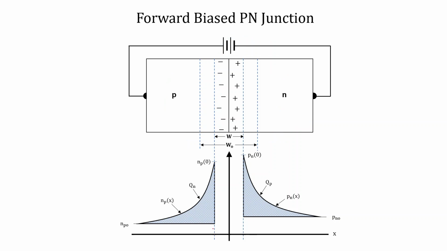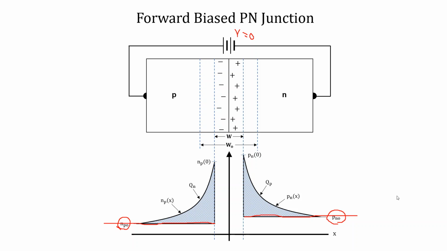So initially when voltage applied was 0, this was the density of minority charge carriers, that is electrons, which is denoted by Np naught, and on the N side this is the density of minority charge carriers, that are holes, Pn naught.